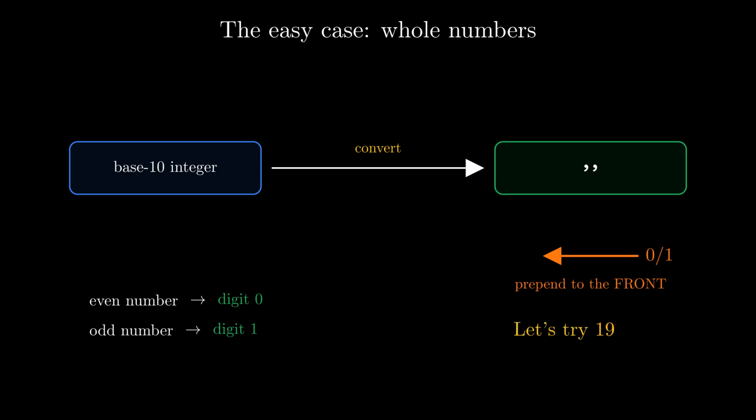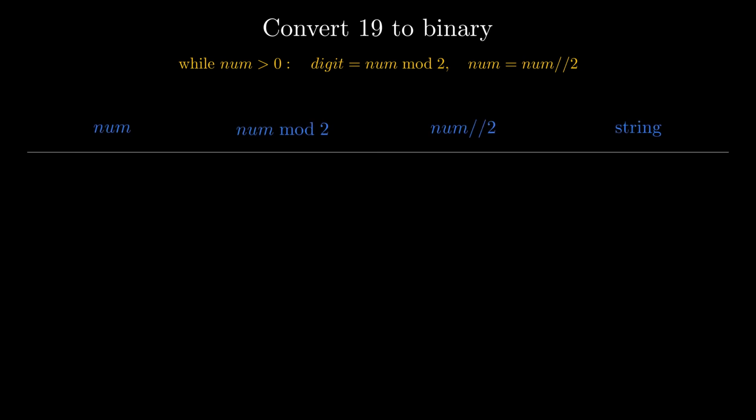Let's run it on a concrete number. Convert 19 to binary. The loop runs while num is greater than 0. Each pass does two things. Take num mod 2 to get the next digit. Then update num with num integer divide 2. Start with num equal to 19. 19 mod 2 is 1 because 19 is odd. Prepend that 1. Now update, 19 integer divide 2 is 9. We keep only the whole part and discard the 0.5.